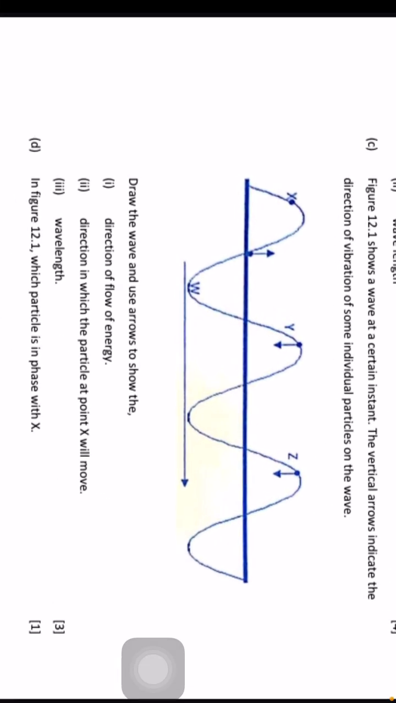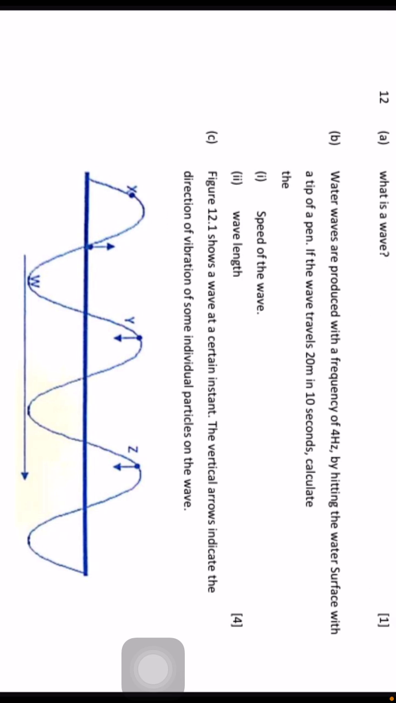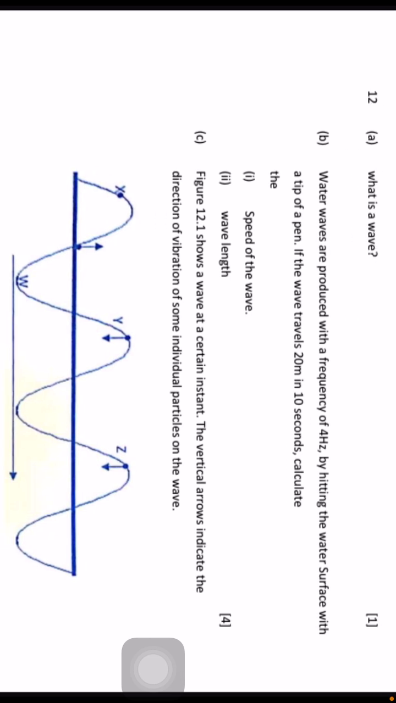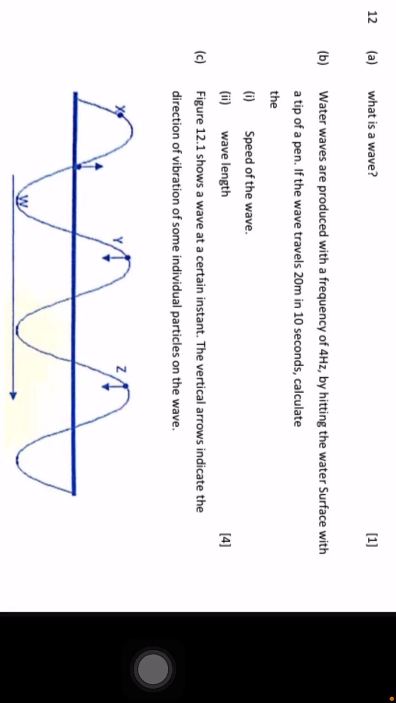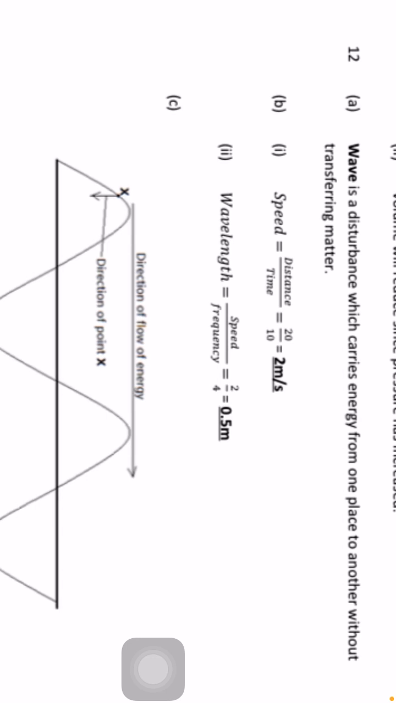We go to question B. Water waves are produced with a frequency of 4 Hz by hitting the water surface with the tip of a pen. If the wave travels 20 meters in 10 seconds, calculate the speed of the wave. Speed of a wave is equal to wavelength times frequency. You can use this general formula, but either way gives you the same thing.